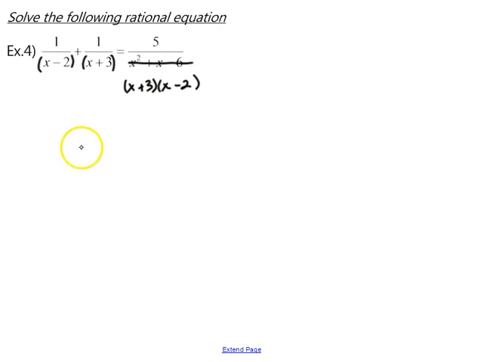So now let's find the least common denominator. We have an x minus 2 here and an x minus 2 here, but we're missing it in the middle term. So we'll multiply by x minus 2 on the bottom and on the top. And then we have an x plus 3 in the second and the third expressions, but not in the first one.